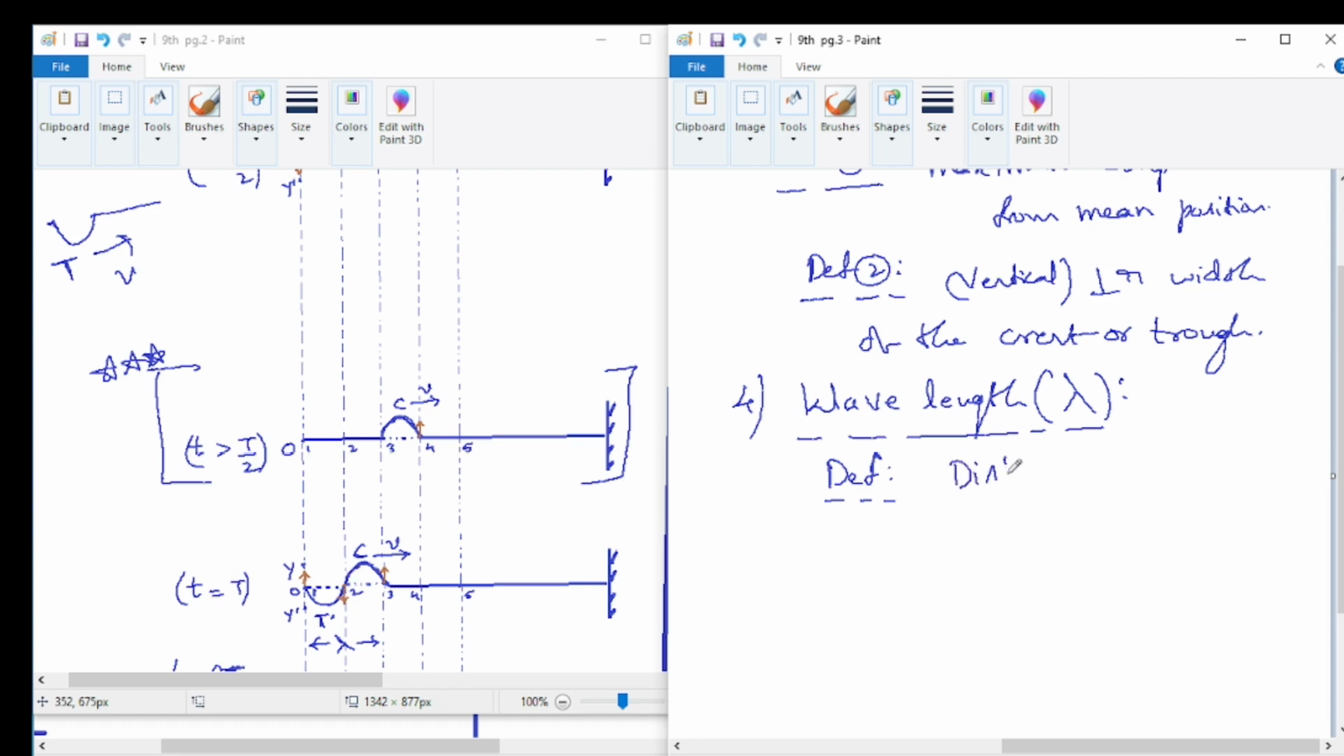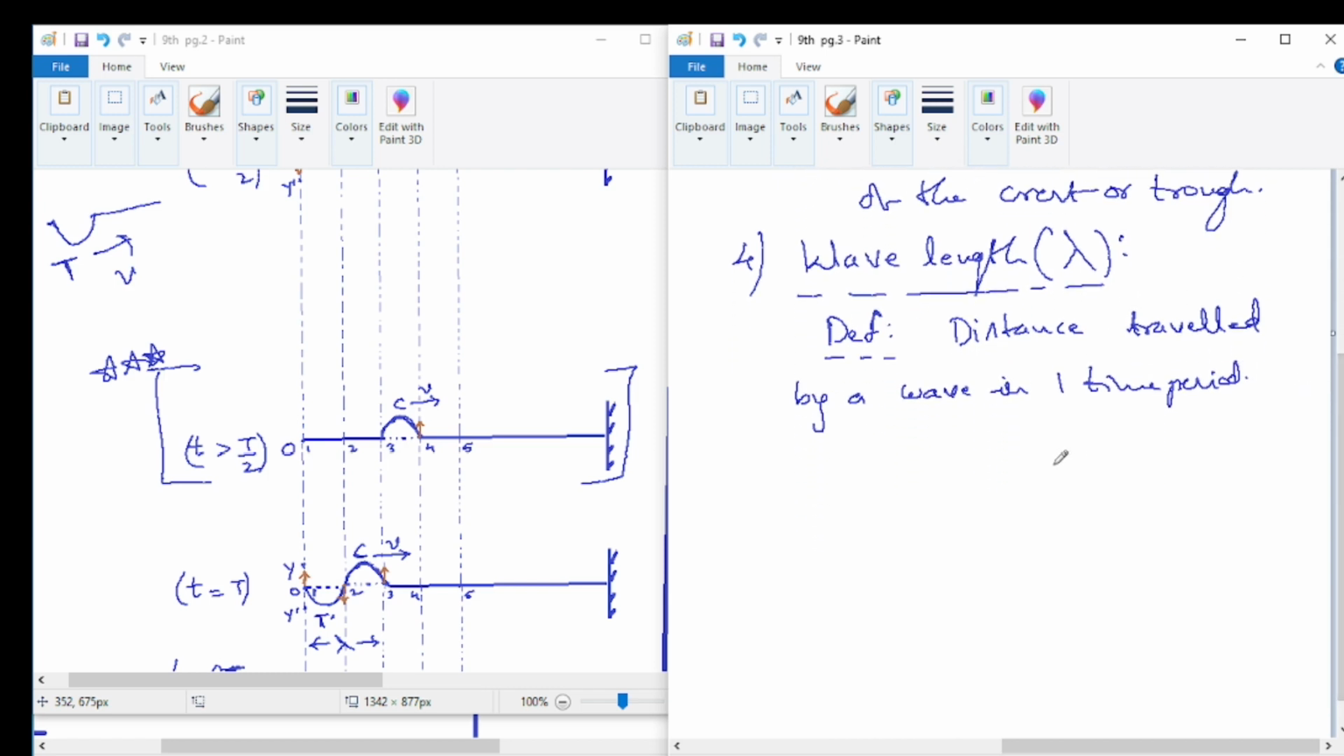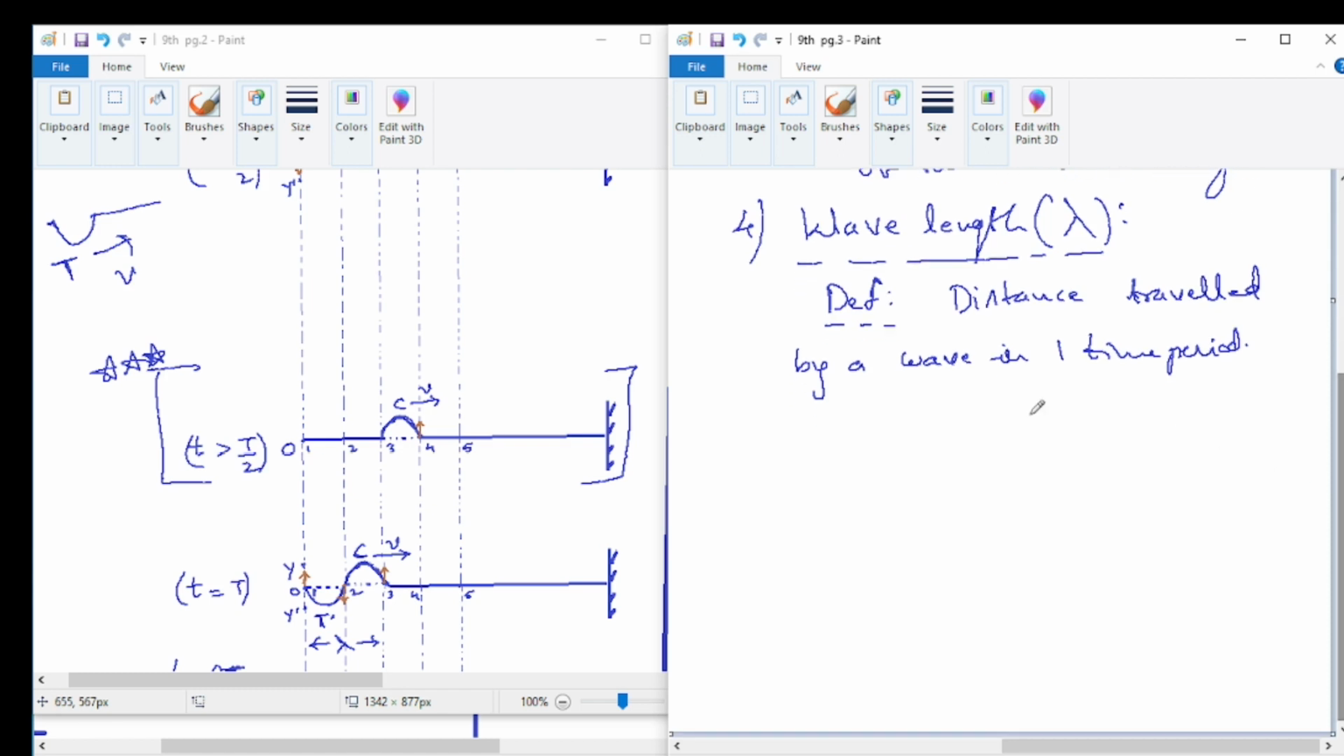Distance traveled by a wave in one time period. Time period means in time T seconds. Usually time period is measured in seconds, as we have already seen, so time period is 10 seconds, 15 seconds, like that. In general it's taken as capital T seconds. In that one time period T seconds, whatever distance the wave, the disturbance, travels, that itself is defined as wavelength. Just remember this definition is a very powerful definition.